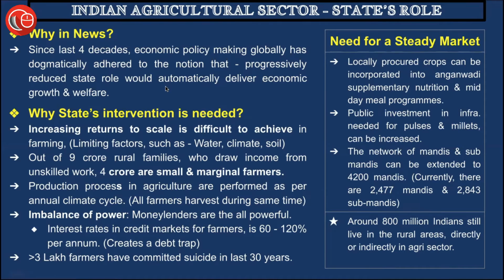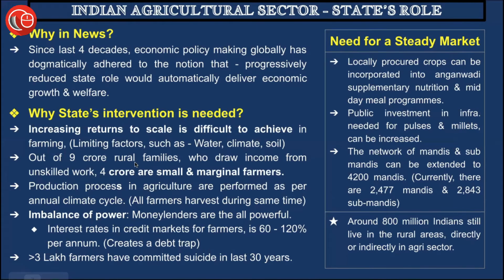As we know, due to a variety of limiting factors, from uncertainties of the weather to soil fertility and water availability, increasing returns to scale are very difficult to achieve in farming. So, it cannot be determined whether there can be an increasing return for the harvest.